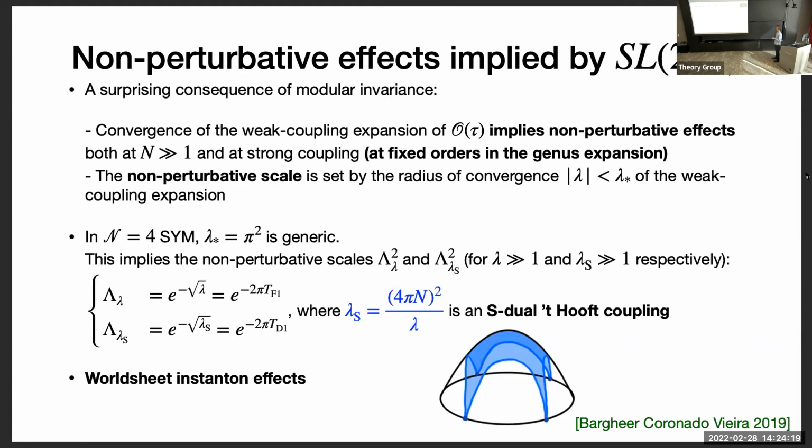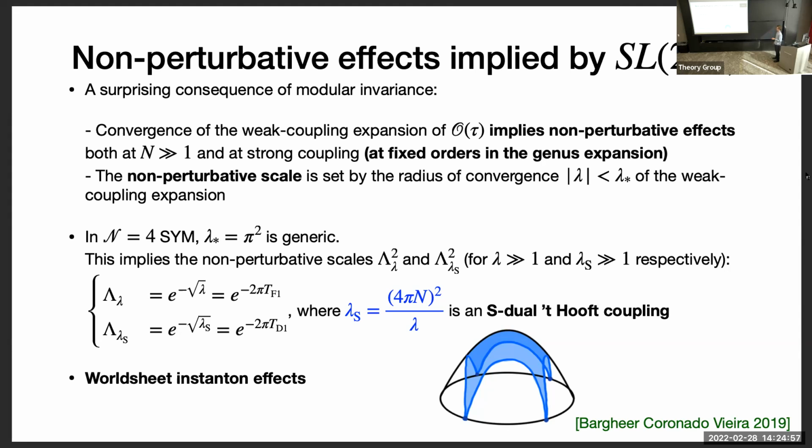Now, it turns out that in N=4, there's a radius of convergence that's quite common, or generic even, pi squared. I don't fully understand the reason for this, but I think it has something to do with combinatorics and the planar theory, but don't quote me on that. Anyway, for a large class of observables, this is the radius of convergence of the weak coupling expansion. And that implies the existence of non-perturbative scales that are set by lambda and what we call lambda_S, which is an S-dual 't Hooft coupling. It's like n over g squared instead of n times g squared. And they're given by the following.